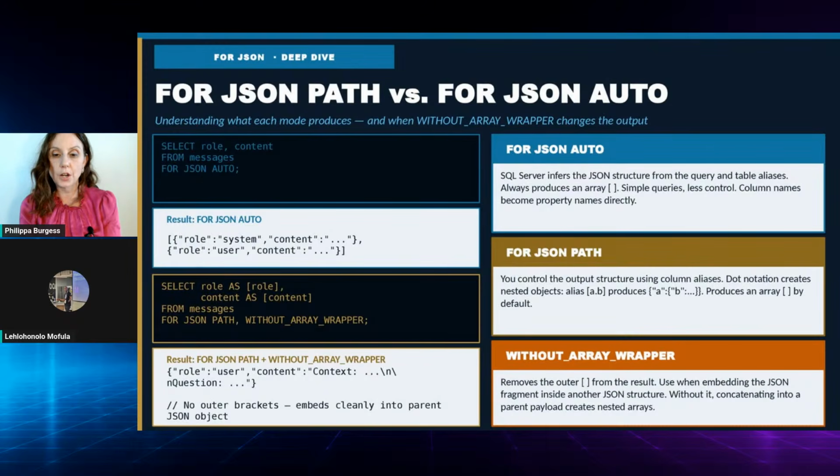So to sum this up, for FOR JSON AUTO, SQL Server infers the JSON structure from the query and table aliases, always produces an array, and suits simple queries with less control; column names become property names directly. For FOR JSON PATH, you control the output structure using column aliases. Dot notation creates nested objects: alias a.b produces a, b. It produces an array in brackets by default, and WITHOUT_ARRAY_WRAPPER removes the outer brackets from the result. It's used when embedding JSON fragments inside other JSON structures. Without it, concatenating into a parent payload creates nested arrays. So that's the difference there.